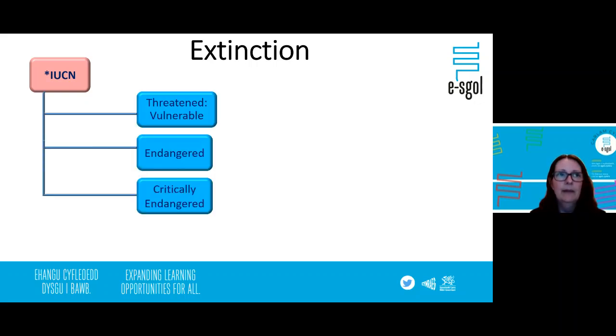So here then, the International Union for Conservation of Nature makes a list, and it's called the Red List. And they update this list annually, and they put on there the list of species that are threatened, and they classify species as to whether they are vulnerable, whether they are endangered, or whether they are critically endangered.